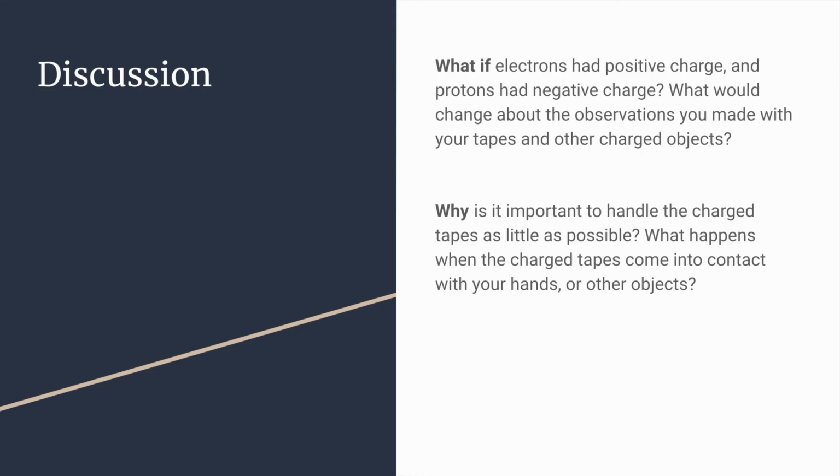Why is it important to handle the charged tapes as little as possible? What happens when charged tapes come into contact with your hands or other objects? It's important to handle the charged tapes as little as possible in order to ensure that they remain charged. When they come into contact with my hands and other neutral objects, they may begin to neutralize themselves by gaining back some of the electrons that they lost. This would have skewed the experiment results.